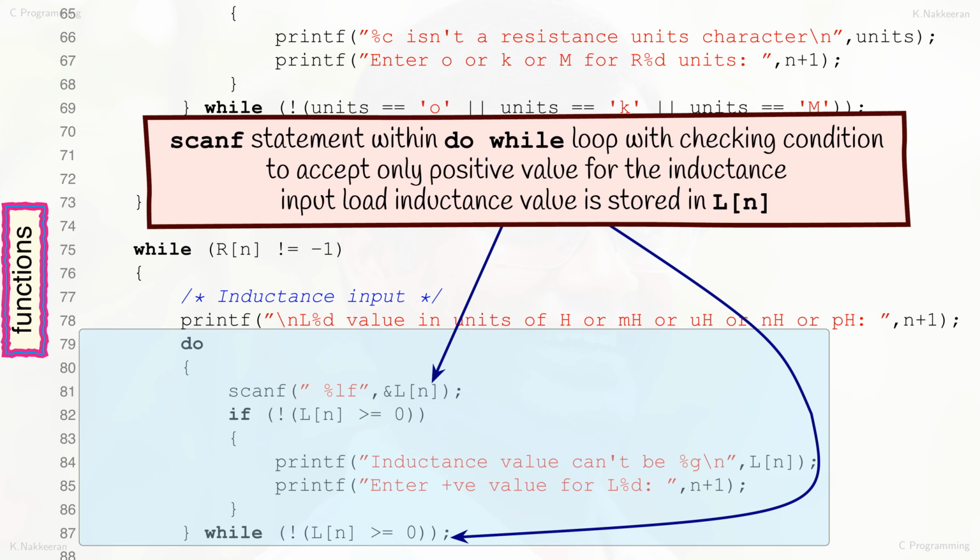Lines 79 to 87 are the do while statement that includes the scanf statement in line 81, written with the appropriate checking condition within parentheses in line 87 to accept only a positive value for the load inductance. The input load inductance value is stored in the memory location of the appropriate element of the double type array L.